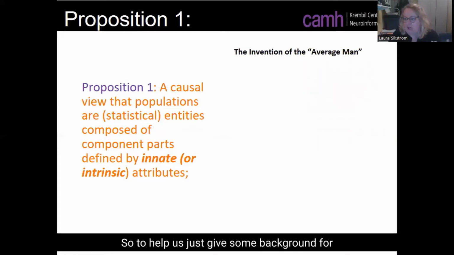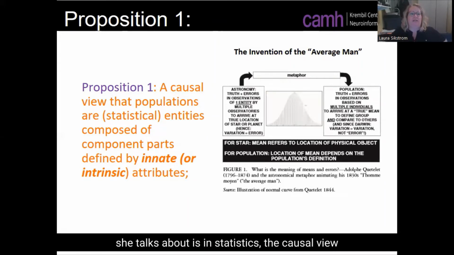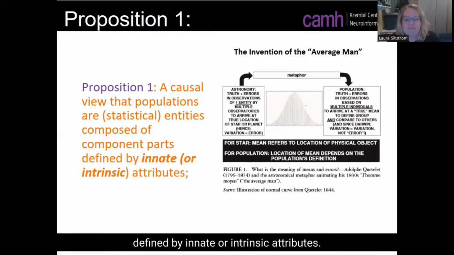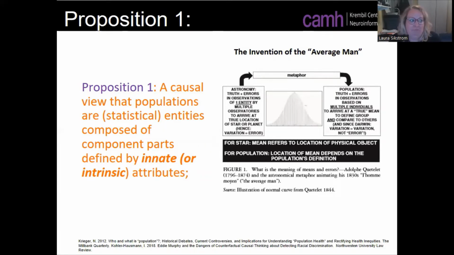So to help us, just give some background for how I come to think about what is a population, we're going to draw on some of the work of Nancy Krieger, who is an epidemiologist who's asked these questions. And one of the things she talks about is, in statistics, the causal view that populations are statistical entities composed of component parts defined by innate or intrinsic attributes. So what could be an innate or intrinsic attribute of humans?